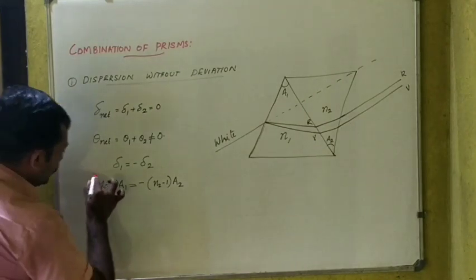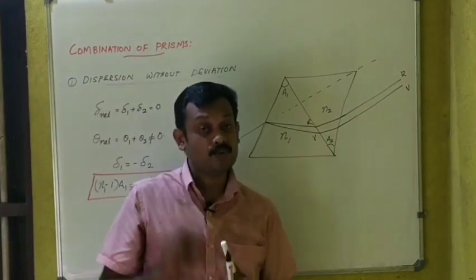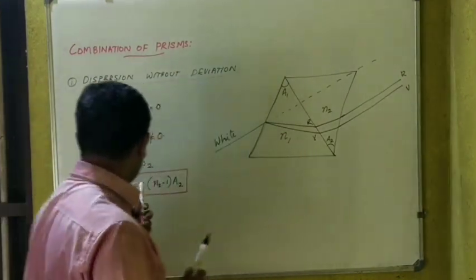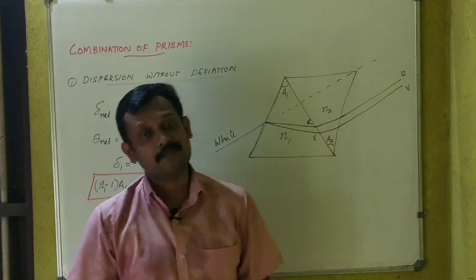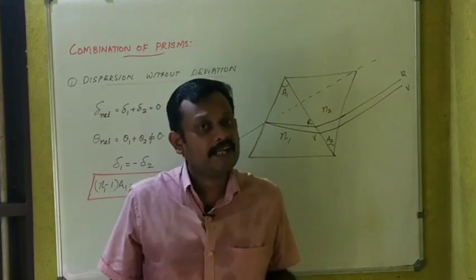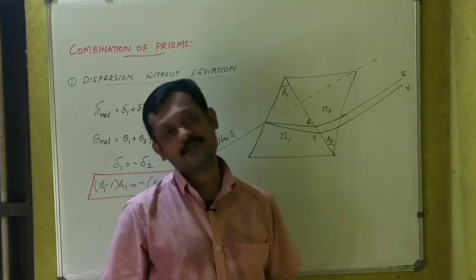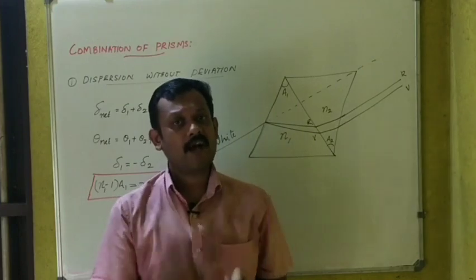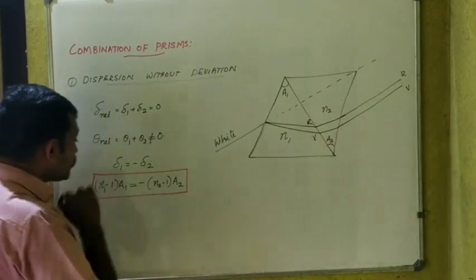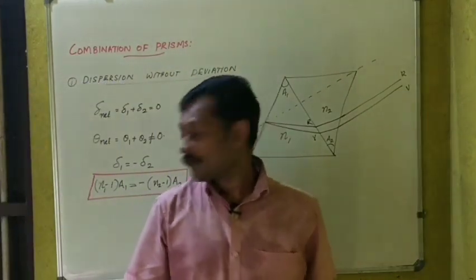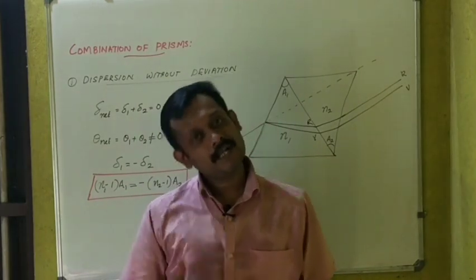The prisms are arranged in such a way that N1 minus 1 into A1 is equal to minus of N2 minus 1 into A2. What is the purpose of this minus? The purpose of the minus is to show that the second prism is inverted with respect to the first prism. So this is the relation which we can use in order to study dispersion without deviation.